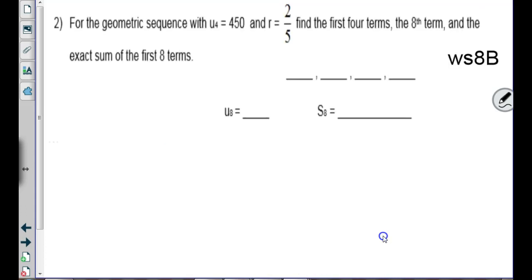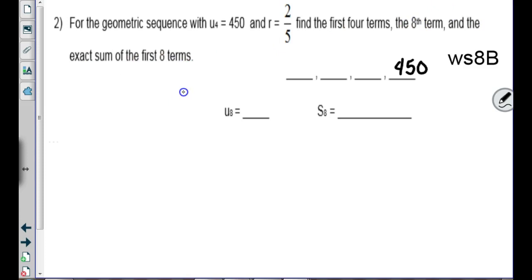This is off 8B. It says for the geometric sequence where the fourth term is 450, and R is 2/5, find the first 4 terms, then find the 8th term, and then find the sum of the first 8 terms.